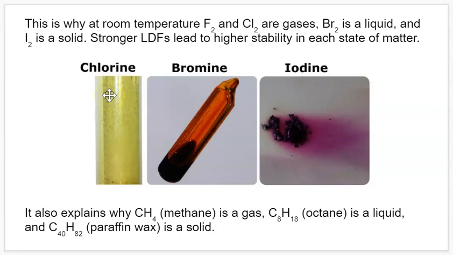It also explains why methane, CH4, the type of gas that is in a gas stove, is a gas at room temperature. Octane, which is made of the same atoms, but more of them. Methane is CH4, octane is C8H18. This is a liquid at room temperature. And then something like paraffin, which is what wax is made out of, which has 40 carbons and 82 hydrogens, is a solid at room temperature. The bigger the atom, the bigger the molecule, the more electrons are available, the more polarizable it is, the stronger the instantaneous dipoles can be, and overall, the stronger the London dispersion forces are.